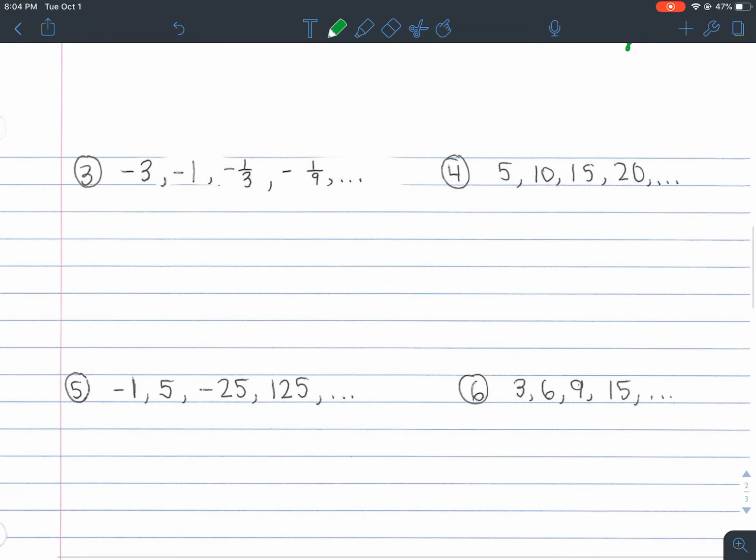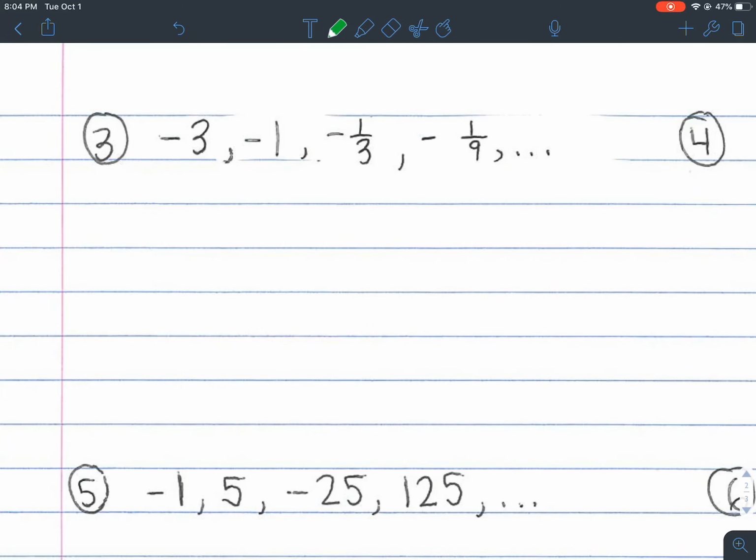All right, let's move on to number 3. We have negative 3, negative 1, negative 1/3, negative 1 over 9, and it continues. So how could I get from negative 3 to negative 1? Well, what divided by negative 3 gives me negative 1? And you're like, well, I don't know that. Let's put it in the calculator, see what we get.